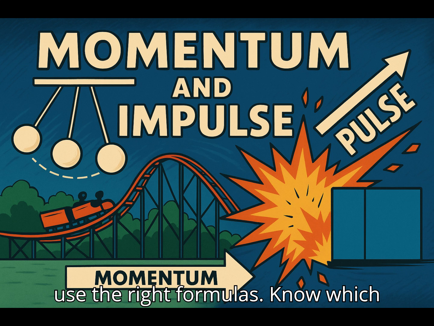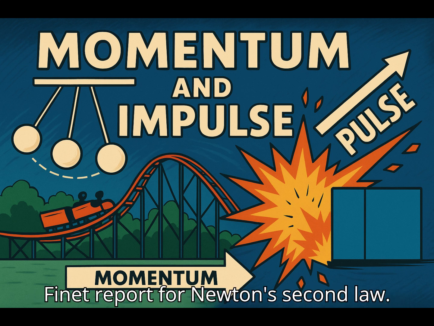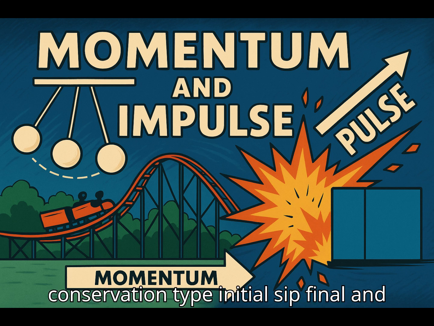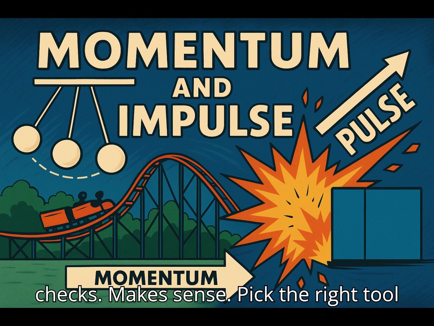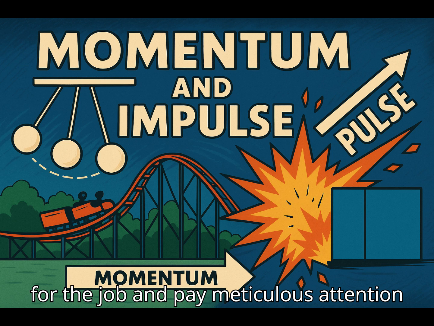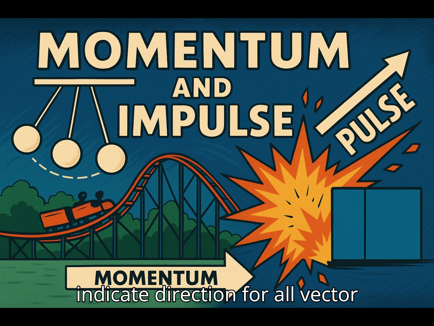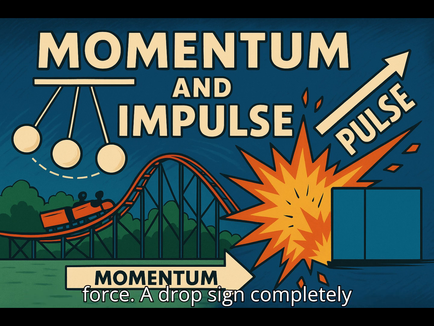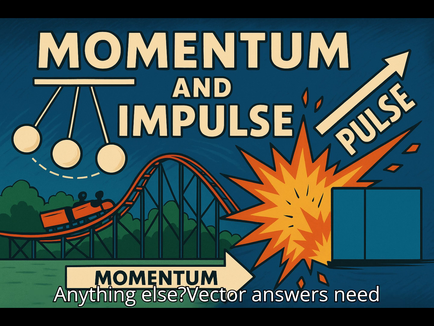Use the right formulas. Know which equation applies. p = mv for momentum, F_net = Δp/Δt for Newton's second law, impulse J = FΔt, the impulse-momentum theorem J = Δp, conservation p_initial = p_final, and KE = 1/2 mv² for kinetic energy checks. Makes sense. Pick the right tool for the job. And pay meticulous attention to the signs. Positive and negative signs indicate direction for all vector quantities. Velocity, momentum, impulse, force. A dropped sign completely changes the answer. Crucial for vectors. Anything else?